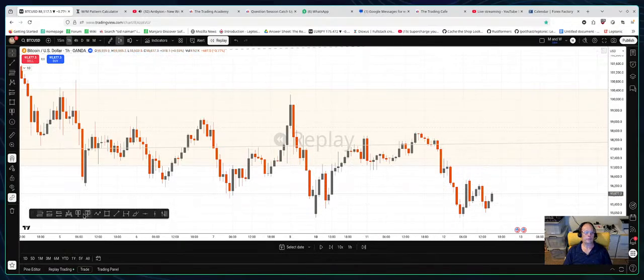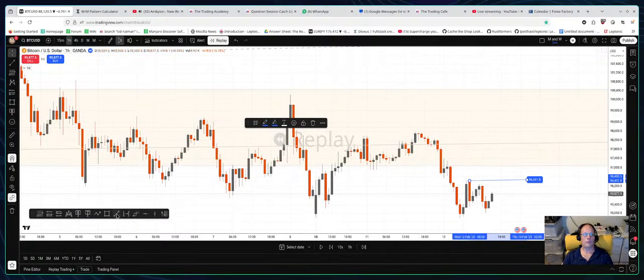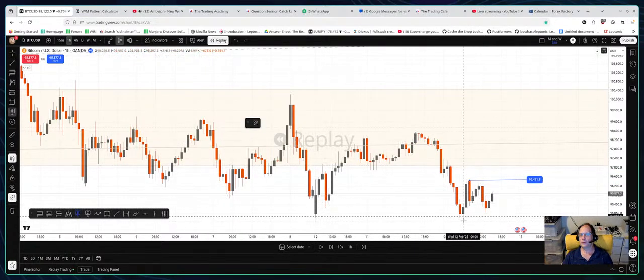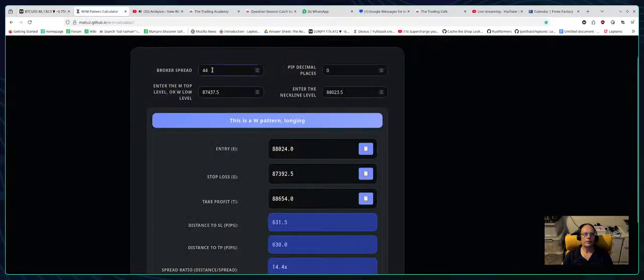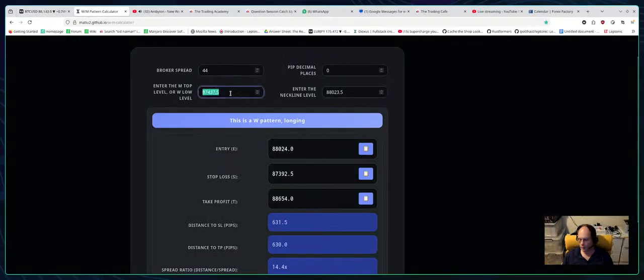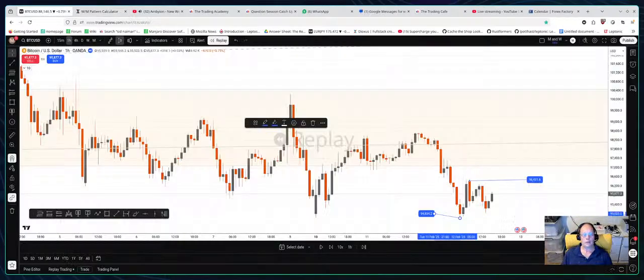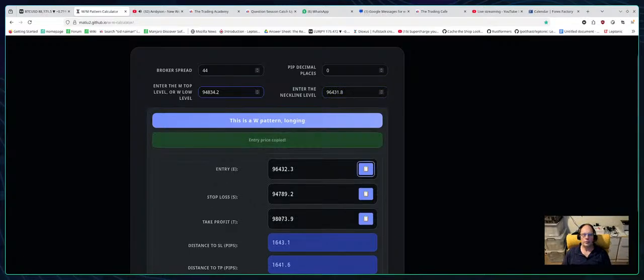So we'll use our calculator. Another price note here. We'll just keep that spread from before. Bottom is 94,834.2, and neckline is 96,431.8. Our entry is there.